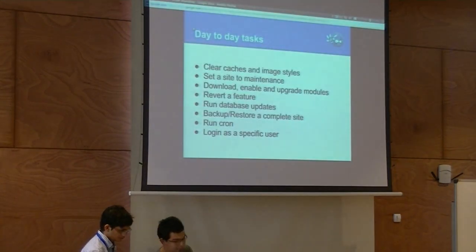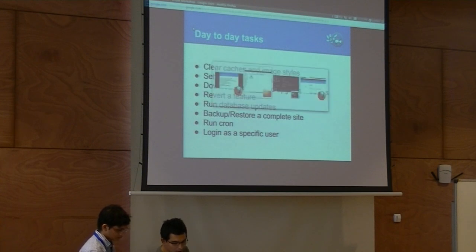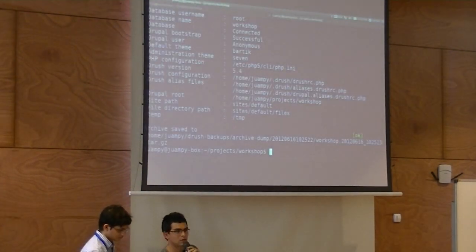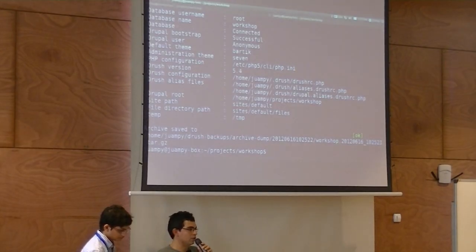So, the last two: running cron and logging in as a specific user. Running cron, drush cron, is the same as running cron in the browser. Logging in as a specific user basically asks Drush to give you a reset email URL, which lets you log in without resetting the email, so you can log in as any user.